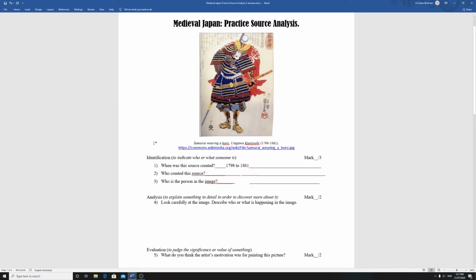The second question, another basic question: who created this source? And once again, I go up to the caption here, and the information's there. Otogawa Kuniyoshi. The information is given to us. So I go in.